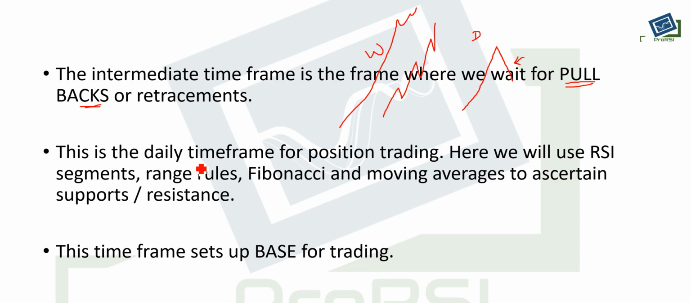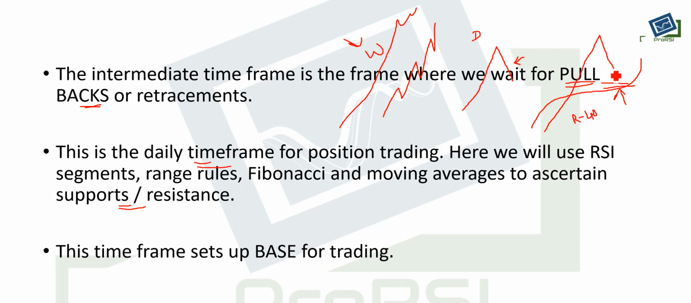Alright, so this is the daily time frame for positional trading, and here we will use RSI, range rules, Fibonacci, moving averages to ascertain support and resistance. So what we have to ascertain here, now on the weekly time frame you have ascertained that the trend is on the upside. Now we will switch on to the daily charts and we will see whether a trend is retracing on important Fibonacci levels, or a trend may be taking support at the moving average, or even the trend may be taking support at the RSI 40 levels if we are bullish, right?